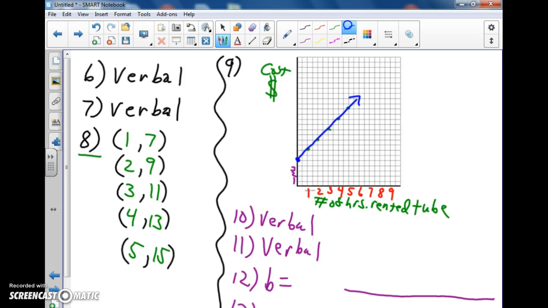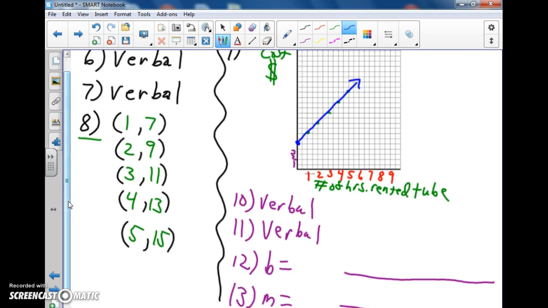Okay, so now we're going to number 12. It says, what is the y-intercept of this graph? And describe what the y-intercept represents in this situation. Okay, so what's the y-intercept of this? It's 5. You see, that's easy. It's like, oh my gosh, that's easy. It's 5, okay? Now what does that represent? The fee assessed for renting the tube. And that's what you write down, something to that amount. You write down, okay, fee for renting tube.